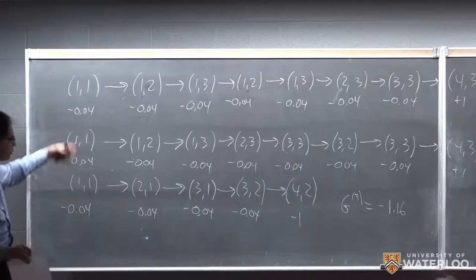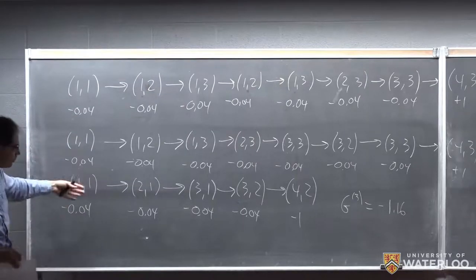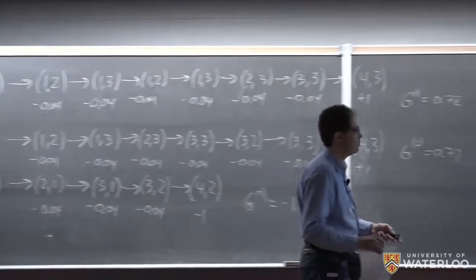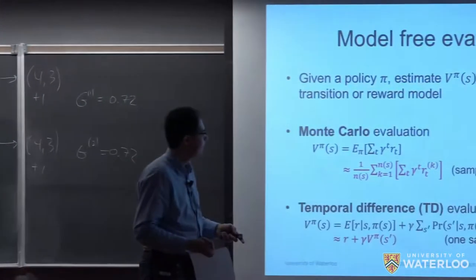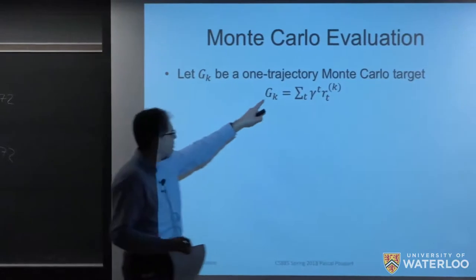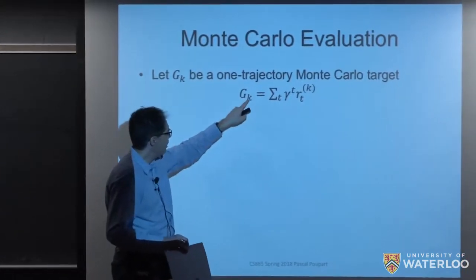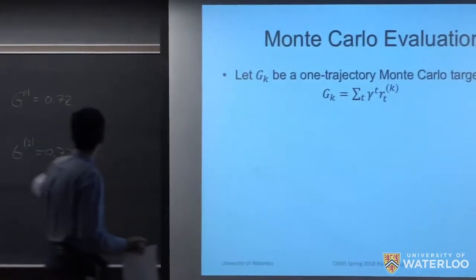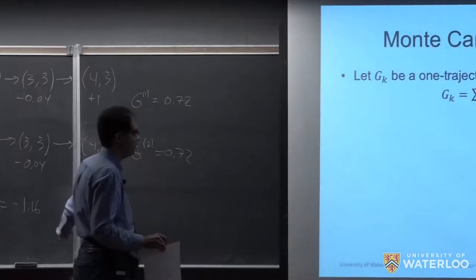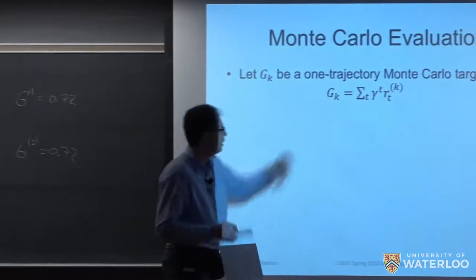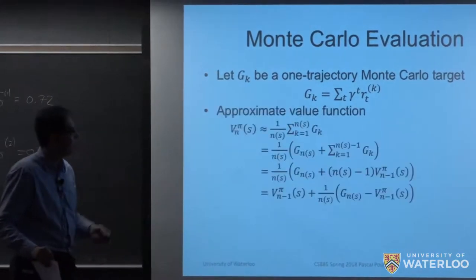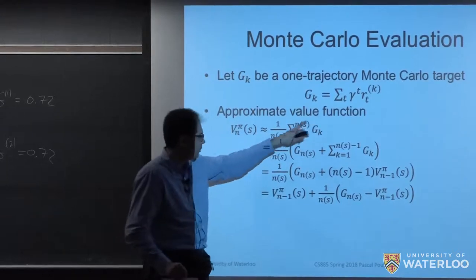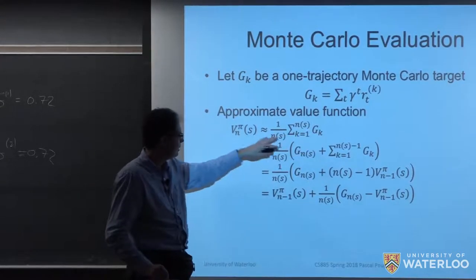So you see these are three estimates, three samples of the total reward when I execute this policy. And then according to our first algorithm, I would have a GK that corresponds to each run. So here G1 is for the first run, G2 the second run, and G3 the third run. So for each one of them, I've got a GK. And then I approximate my value function as follows. I just add them up together and take the average.